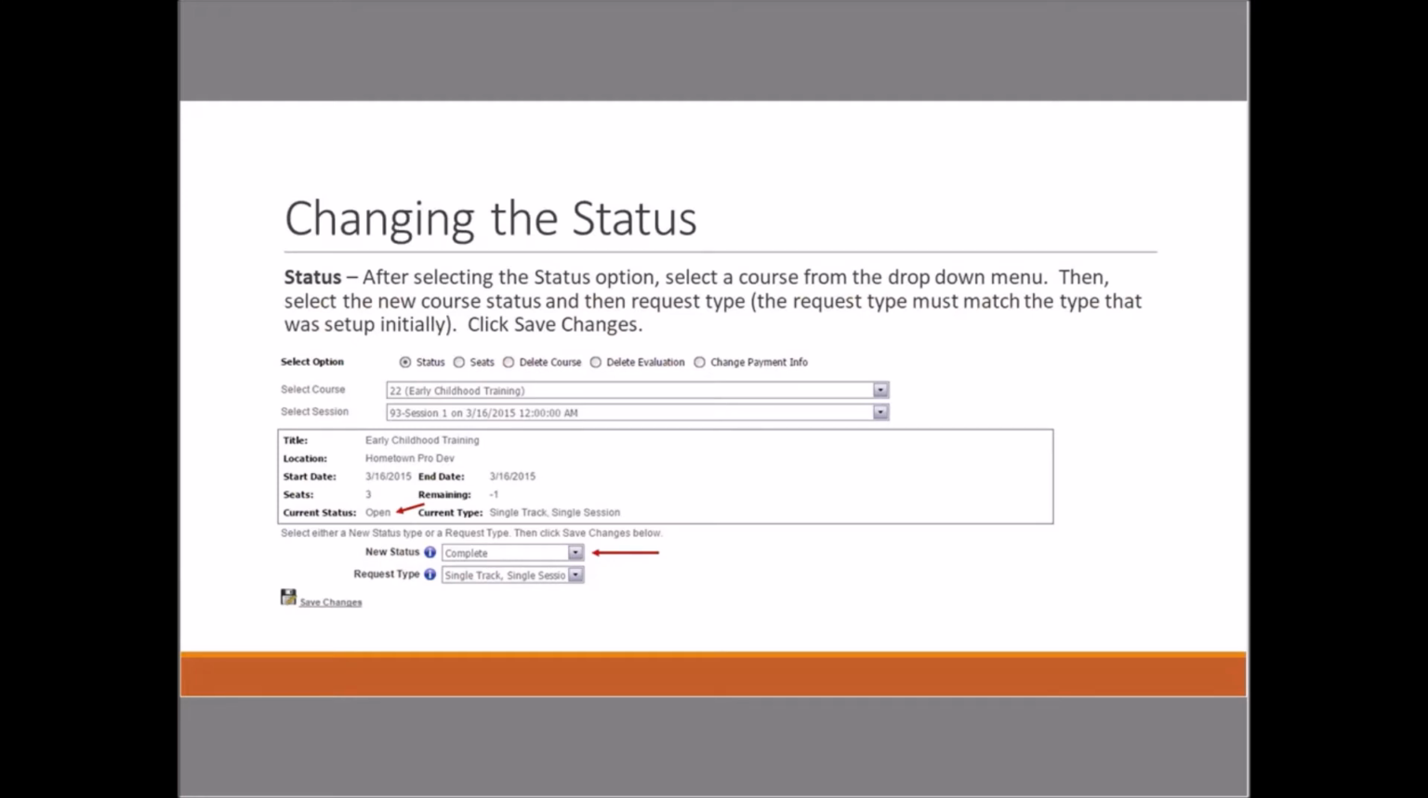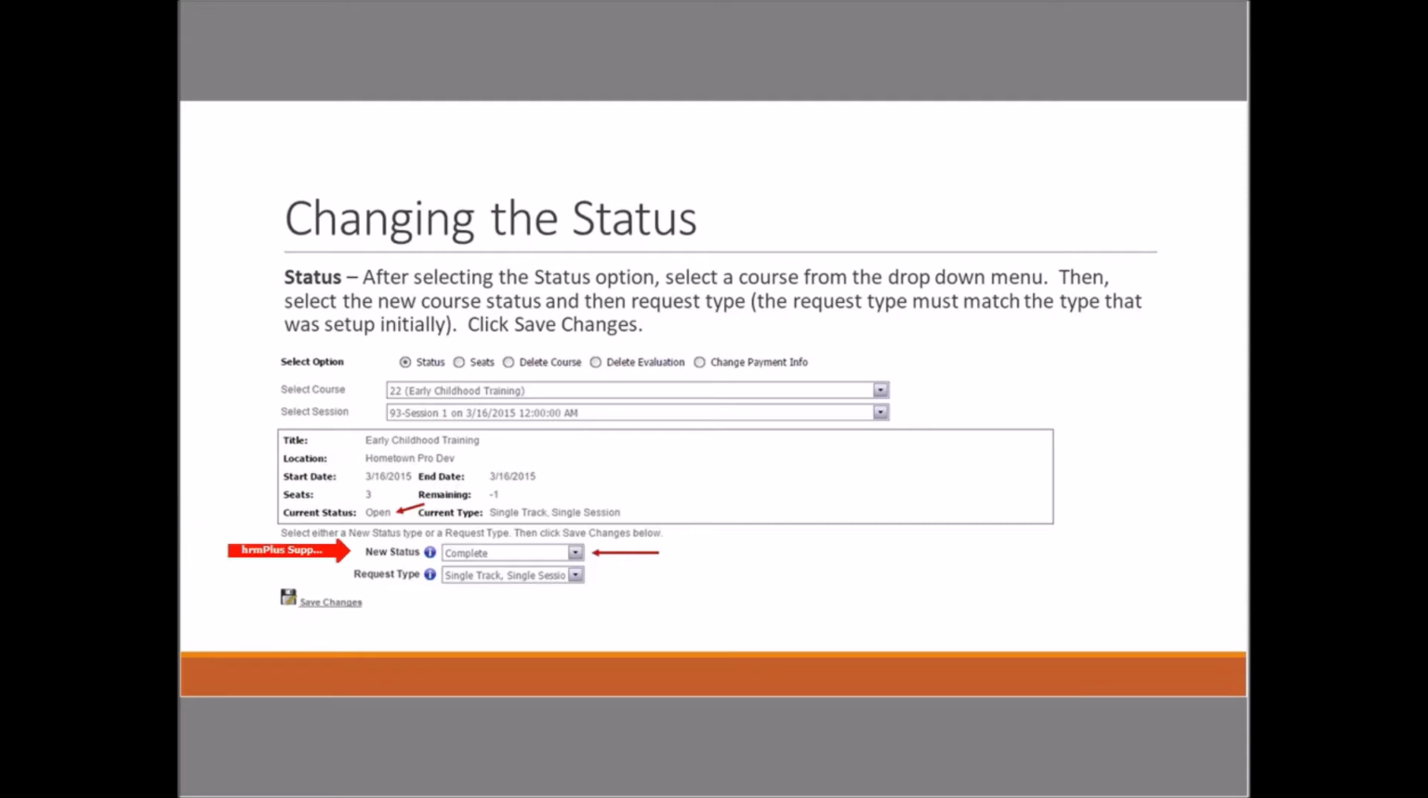So like I said, you're going to select the radio button first. You're going to pick your course, and you just need to pick a session, doesn't matter which one. When you do that, this part of the screen will fill in. It's going to verify that, yes, this is the right course, has some of those details like dates, the seats, and it'll tell you what the current status is. It's also going to tell you the type of course, the request type. Is it a single session, a multi-session, conference, whatever.